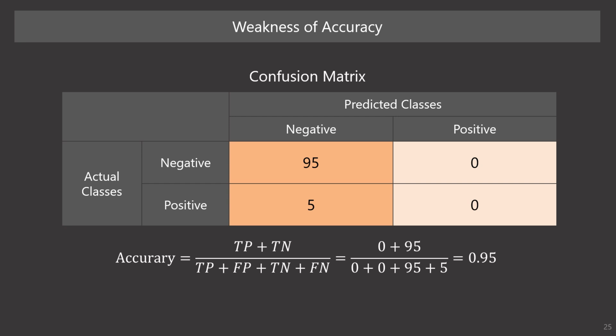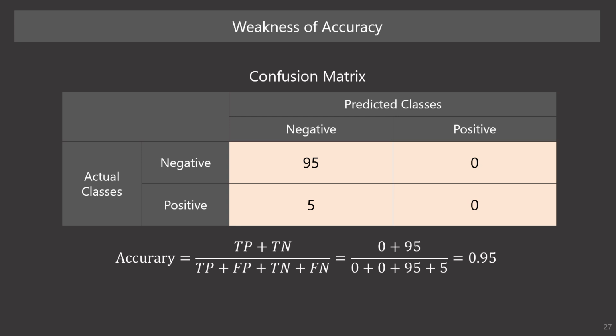This problem often occurs when the distribution of positives and negatives is imbalanced. In this case, most of the observations are negatives. Since 95% of the observations are negatives, this classification can easily achieve 0.95 of accuracy by just classifying all observations as negatives. Therefore, we should keep in mind that accuracy does not provide us with sufficient information when the class distribution is imbalanced.